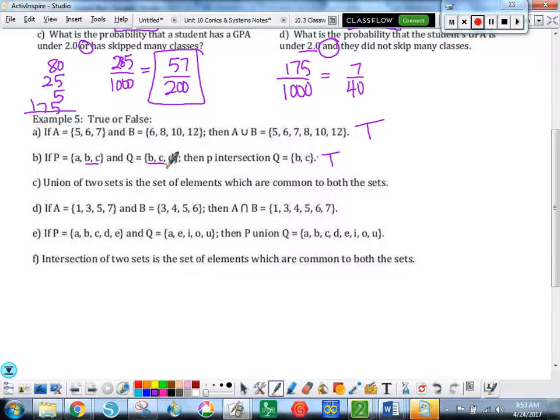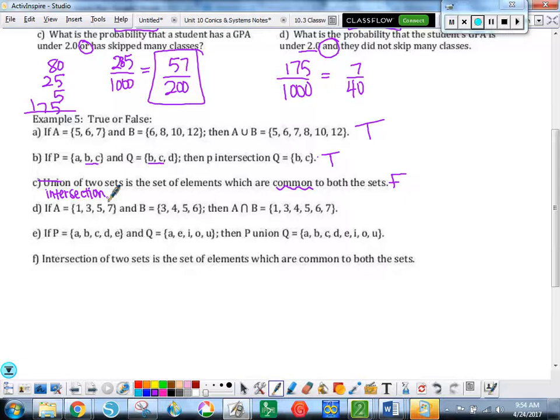Union of 2 sets is the set of elements which are common. Is that a union or is that an intersection? The one they have in common, that is false. Good. Instead of union, let's fix it. This is supposed to be what word? Good. If we change that to intersection, then I would say it's true.